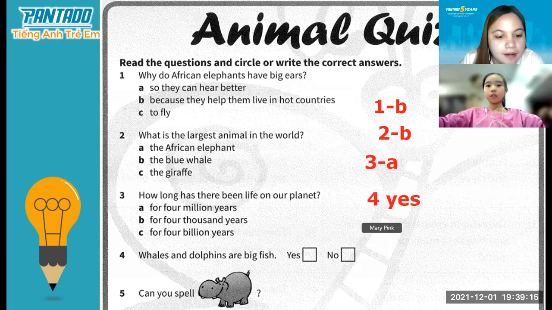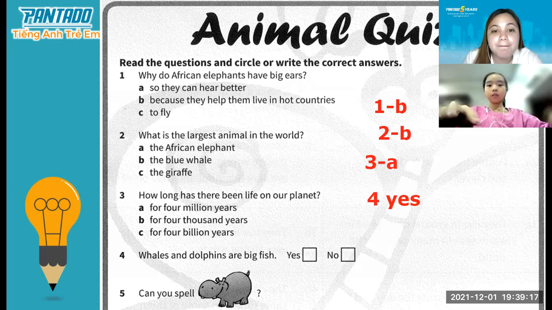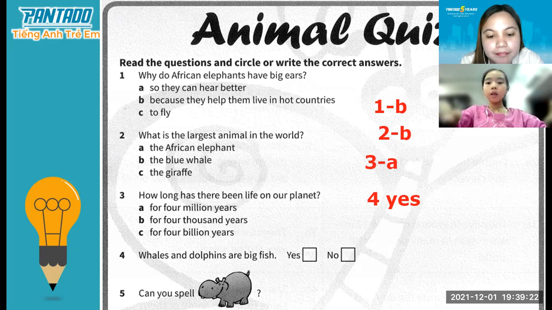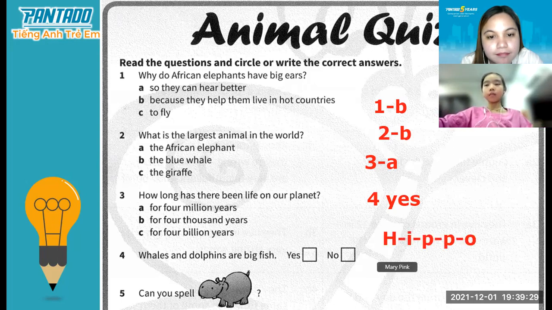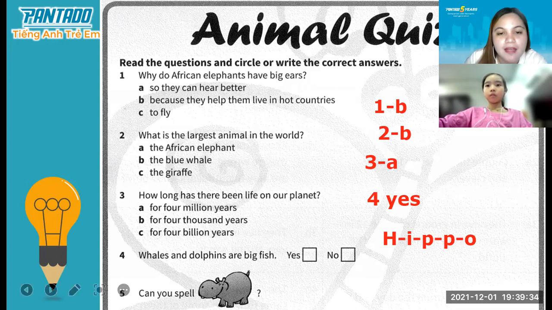Okay. Number 5. Can you spell hippopotamus? Okay. Okay, hippo. Very good. Well, this is only a knowledge test, okay? This is only a test based on your own ideas about the animal. So let's see, why do African elephants have big ears? Because they help them live in hot countries.